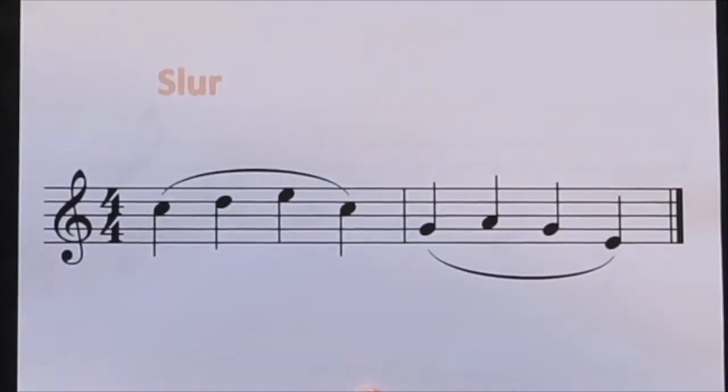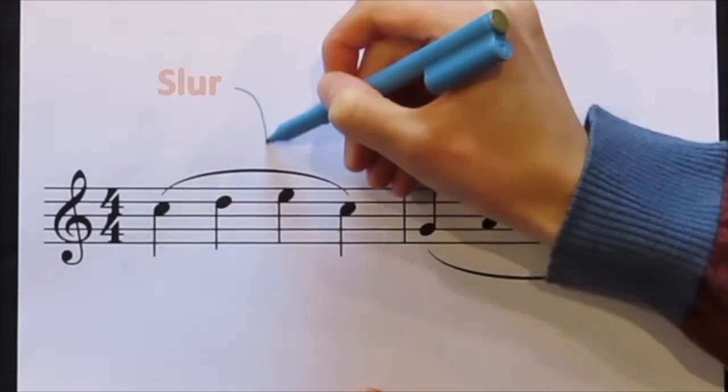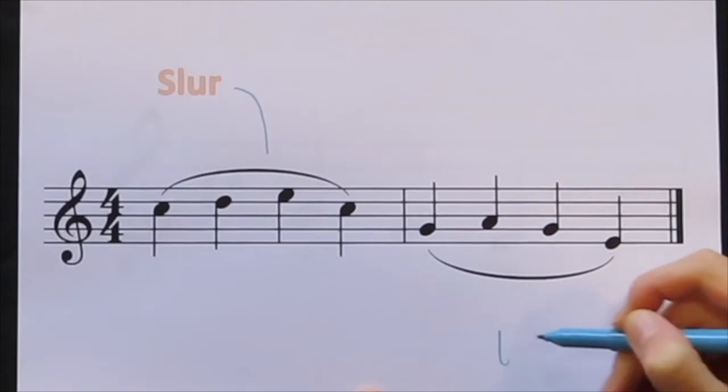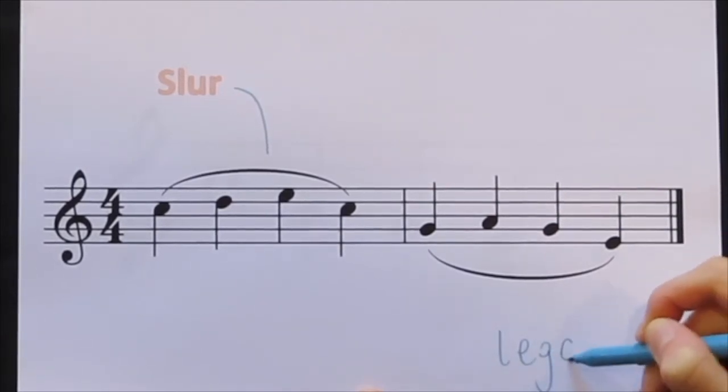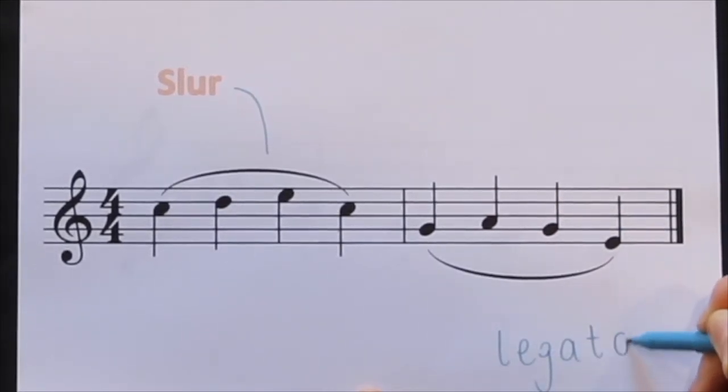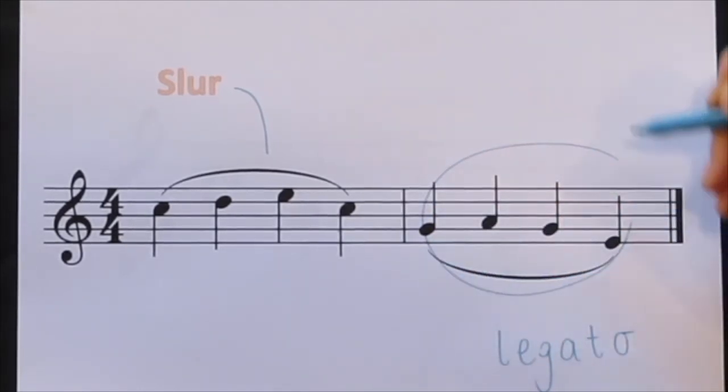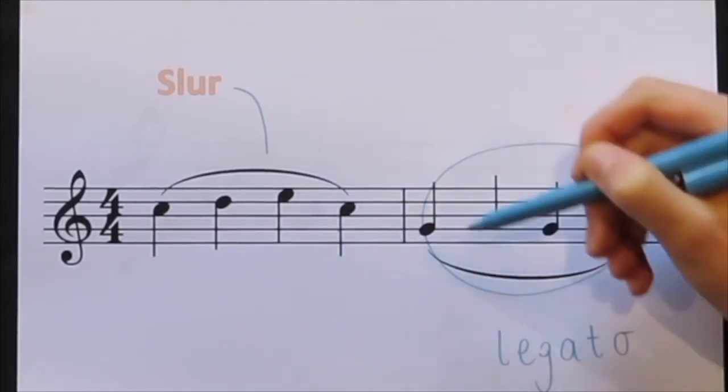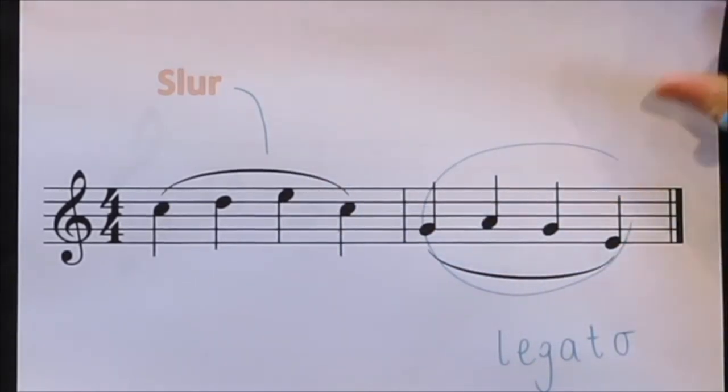When a curved line joins a number of different notes, it is called a slur. A slur means that the indicated notes should be played legato, which is an Italian word that means smoothly or joined. A group of notes joined by a slur is then called a phrase. Like a tie, we draw a slur on the opposite side of the note stems.